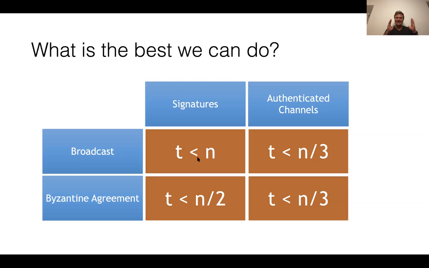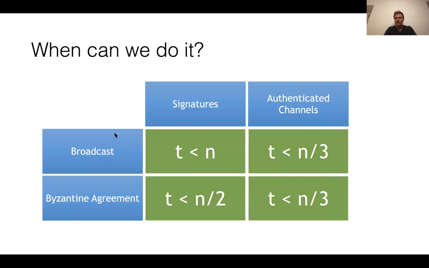We know that we cannot solve these problems unless these bounds are true. And as you might have realized, these bounds are also optimal, so we can solve them when these bounds are true. I showed you Dolev-Strong that solves broadcast with signatures for any t. And since I can use broadcast to implement Byzantine agreement, I can take Dolev-Strong, have everyone broadcast their vote and take majority. Then I solve Byzantine agreement with signatures for t less than n half.